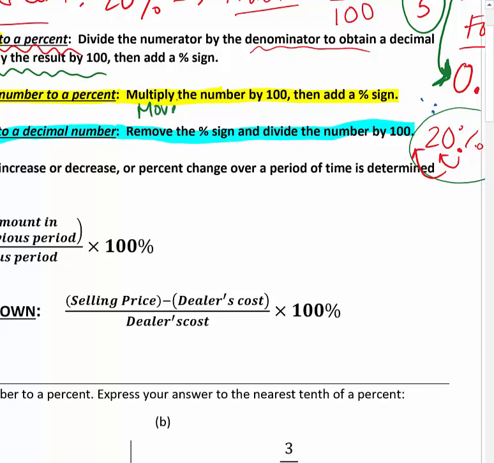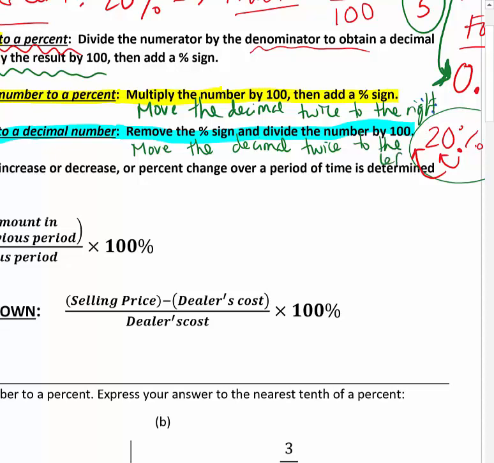So the top one, the yellow highlighted part: move the decimal twice to the right. That's how you would get from a decimal to a percent. But if you want to go from a percent to a decimal, move the decimal twice to the left. Yeah, easy peasy.